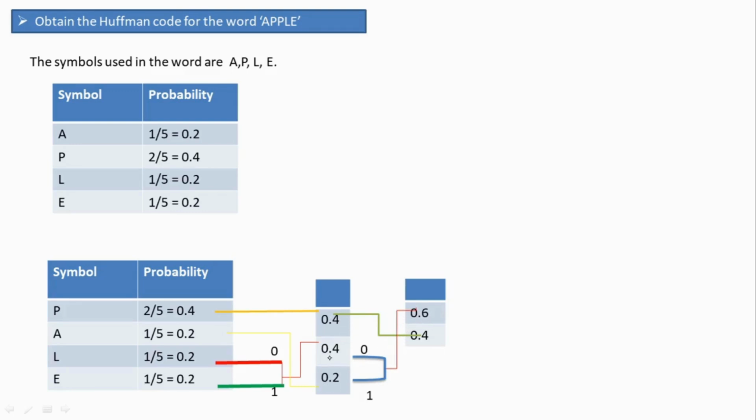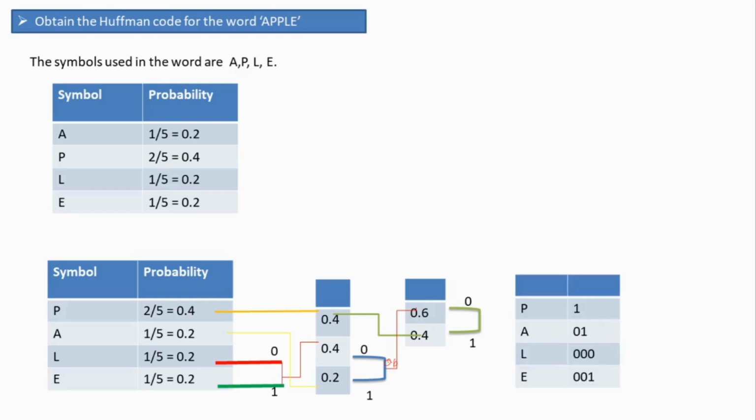The addition of these will be 0.6. So we write 0.6 here and 0.4 here, and we assign 0 and 1 for these symbols also. Then we have to write down all these code word bits.